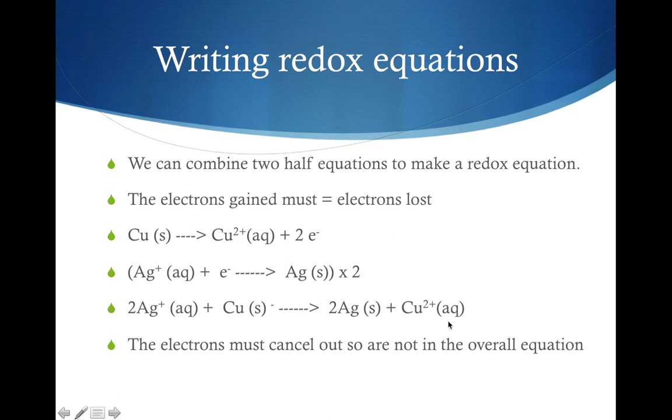Okay, and that's why we had to do the two half equations, because if we didn't, we might just go 1 to 1 to 1 to 1, which would account for our atoms accurately, but which wouldn't give us the right number of electrons being exchanged. The electrons have got to cancel out, so they're not in the overall equation. We did lose 2 electrons, we also gained 2 electrons. That's the same on both sides, so we cancel it out.